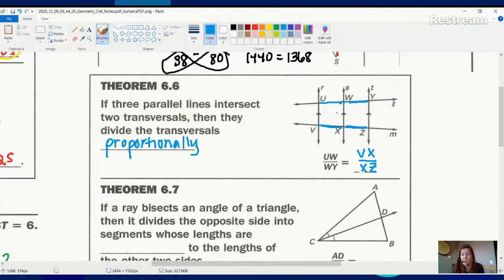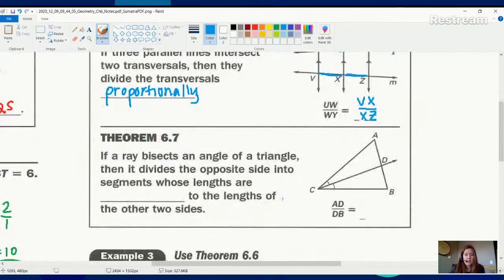Those are proportional to each other. Okay, and so we'll do an example with that. And then the last theorem actually comes in out of nowhere, and it says, if a ray bisects an angle of a triangle, so this is ray CD, and it's bisecting triangle ACB. It's bisecting because these two are congruent to each other. That's what bisects means, right?